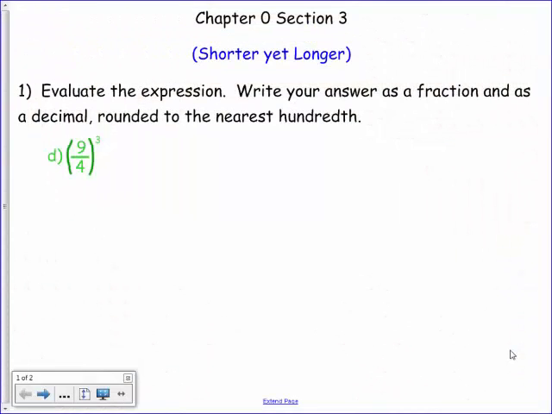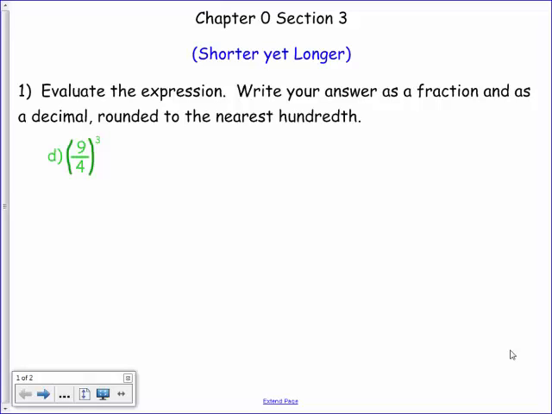All right, we're going to continue looking at our recursive patterns here. But first we need to review a little bit some of our exponent rules. So first couple things you might see are just some computational type things, like evaluate the expression. It says to write your answer as a fraction and as a decimal, and to round it to the nearest hundredth when you do a decimal.